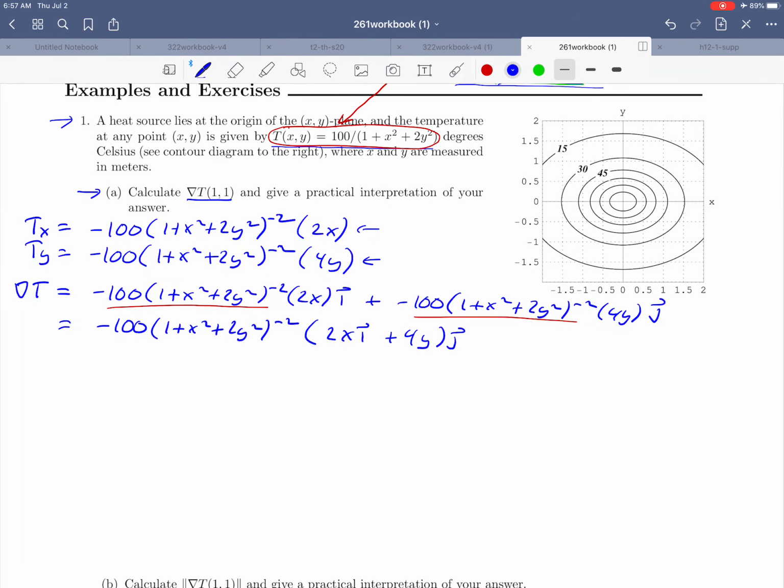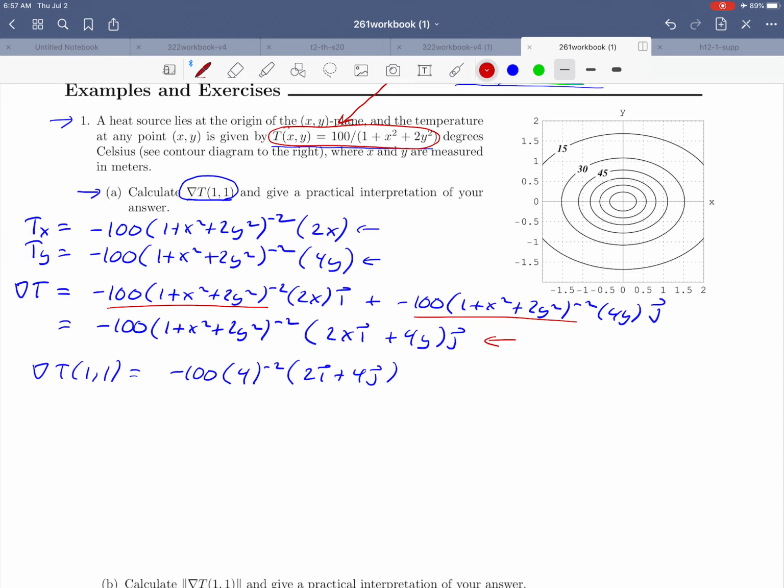Okay, there's a more simplified formula for the gradient. All right, so I think we're ready now that we have a formula to do the calculation of the gradient of T at (1, 1). That's just a matter of taking x equals 1 and y equals 1 and substituting into this formula that we just found. Okay, so we'll take negative 100. If we plug in x and y both to be 1, we're going to get a 4 to the negative 2. And then we're going to get a 2i plus a 4j over here.